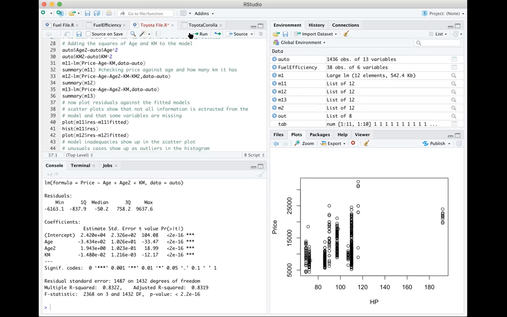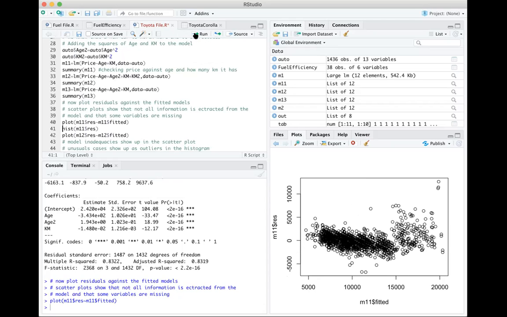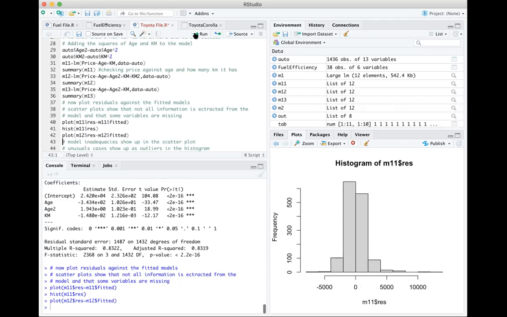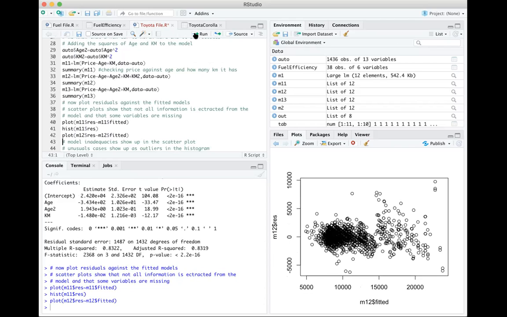Scatter plots show whether all information is extracted from the model and whether some variables are missing. We do the first scatter plot of the residuals of the first model. Then we do the histogram of the first model, and then the scatter plot of the second model. The model inadequacies show up in the scatter plot, while unusual cases show up as outliers in the histogram.